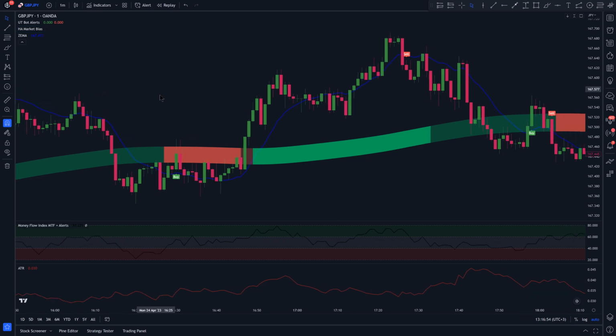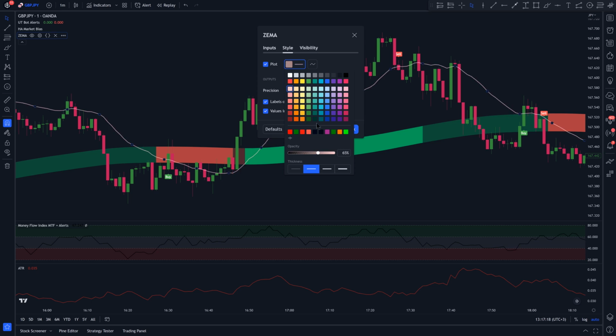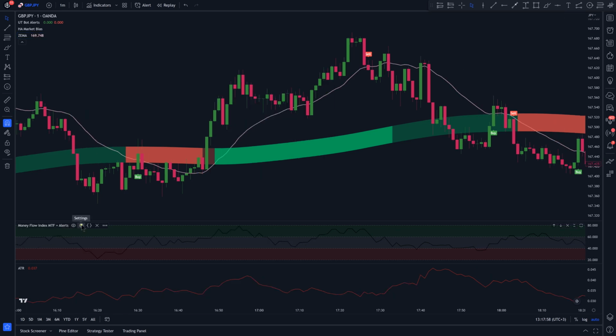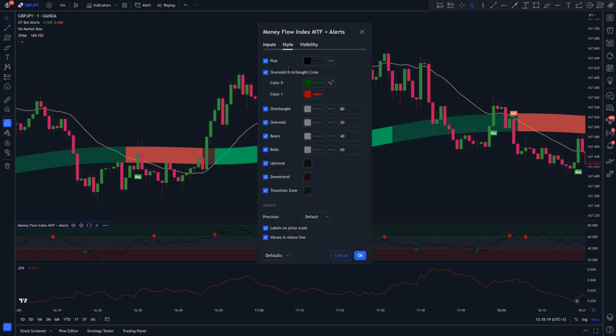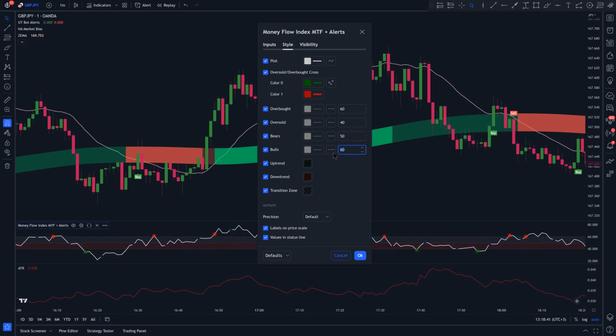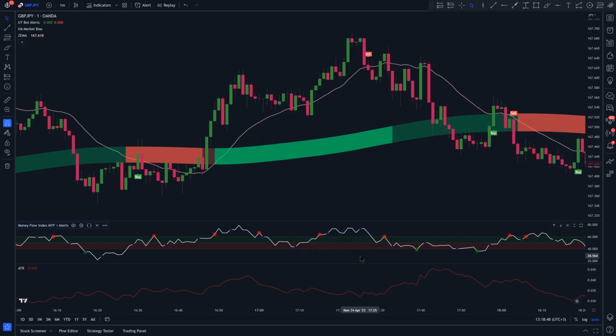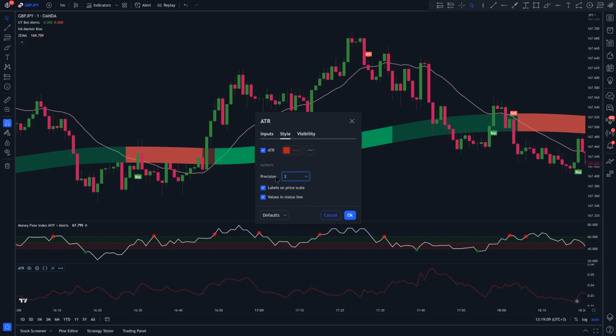Next, double-click on the ZEMA indicator to access the settings panel. On the Inputs tab, change the period to 50. And then on the Style tab, you're going to change the plot color to whatever you want. Next, click here to modify the Money Flow Index. On the Inputs tab, change the oversold value to 40 and the overbought value to 60. Then on the Style tab, you're going to first of all change the plot color to white and then change the values for these parameters to 60, 40, 50, and 50 respectively, and then click OK. Last but not least, you're going to double-click on the ATR indicator and change the length to 5. On the Style tab, change the precision to 2 and then click OK.